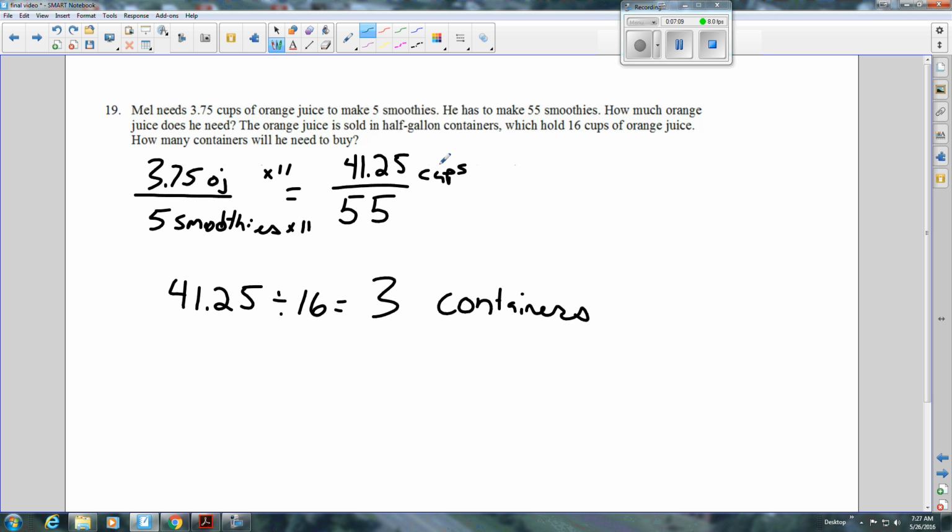Okay, so we need that amount. Then we need to divide it by 16. But the problem is some of you are looking at this saying, well, it's 2 because 16 times 2 is 32, and you would subtract it out. But we need to have at least that amount. So I took it to the next one up, which is 3 containers, because 3 times 16 is 48. 48 would cover that 41 and 2/25 cups. So the answer is going to be 41.25 cups and 3 containers.